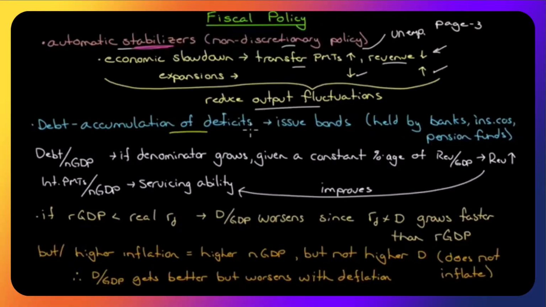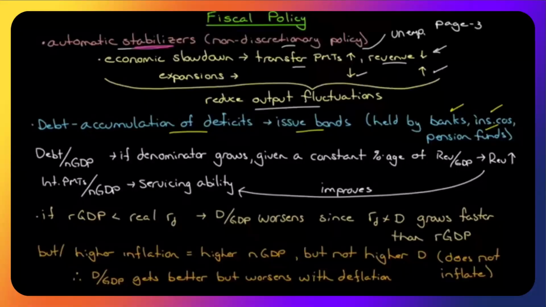If a government from its inception ran balanced budgets all the time, where the revenue it collected equaled what it spent, it would have no need for debt. It would issue no debt. So debt is the sum total of all unpaid deficits, and a government will finance its debt by issuing bonds. Big holders of government bonds are banks, insurance companies, and pension funds.